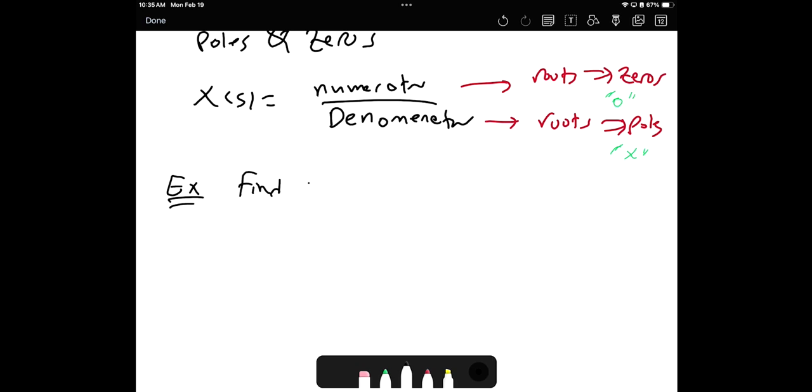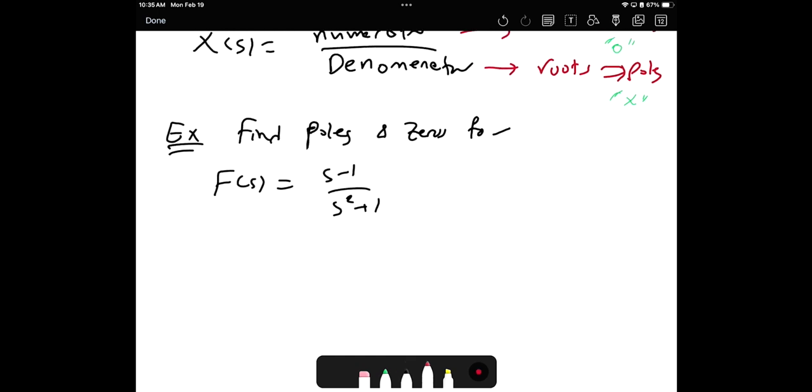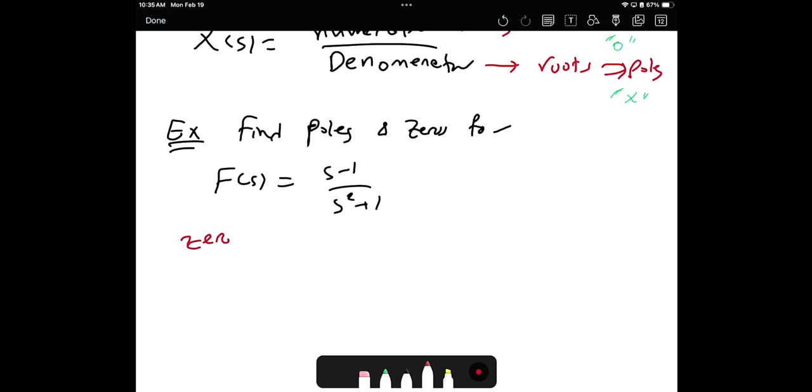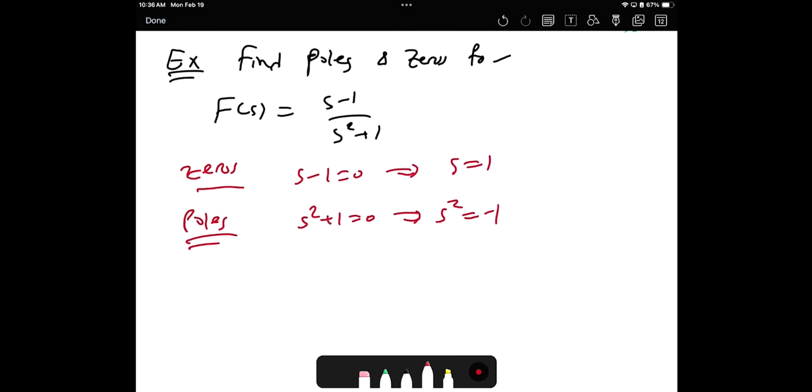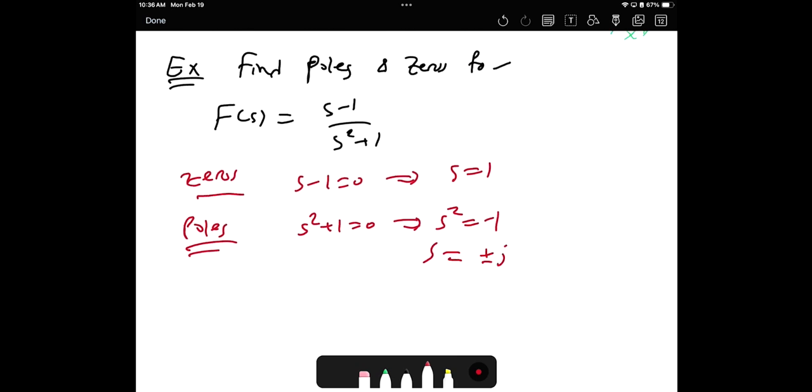Find poles and zeros for this function. F of s equals s minus 1 over s squared plus 1. To find the zeros, the roots of the numerator: s minus 1 equals 0, therefore s equals 1. Poles, the roots of the denominator: s squared plus 1 equals 0, therefore s squared equals negative 1, then the square root of negative 1 is i, or we call it j, the imaginary number, so it will be plus minus j.